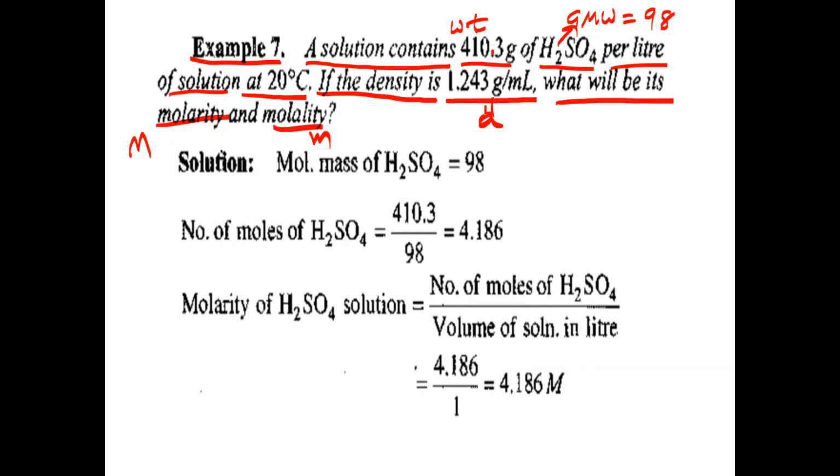Now D is what? Here D is the density of the solution. Is that clear? Next, the gram molecular weight of H2SO4 is 98 grams per mole.